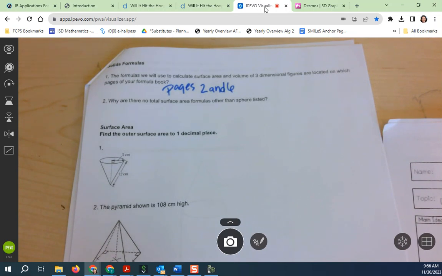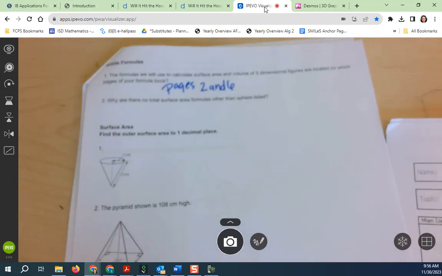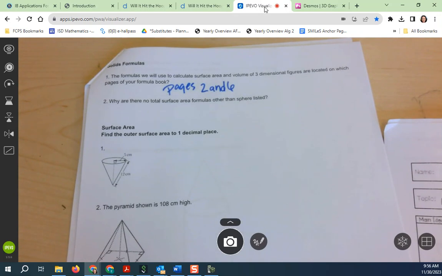So yeah, guys, what about this one? Why are there no surface area formulas other than the sphere? Because you can figure it out, exactly. Surface area is literally just the area of the sides, and the sides are made up of shapes, right? Like squares, rectangles, triangles, and so all you have to do is add up the surface sides.